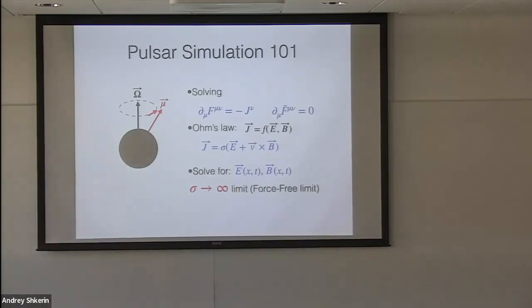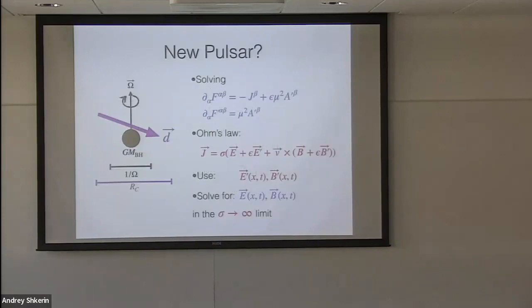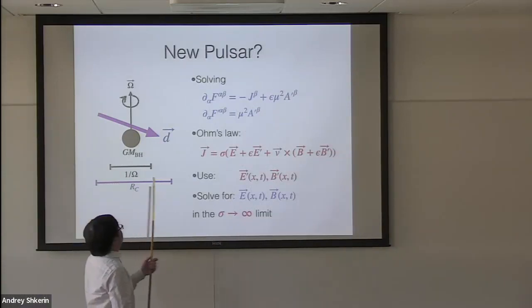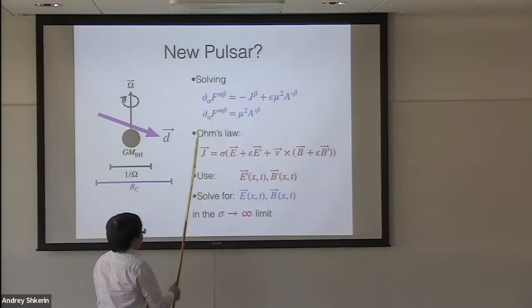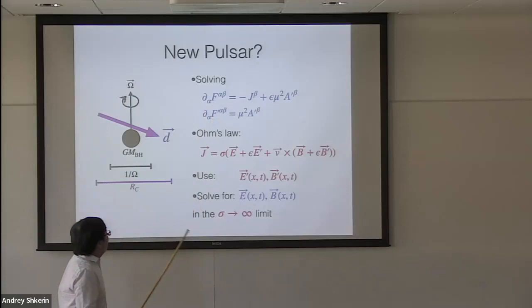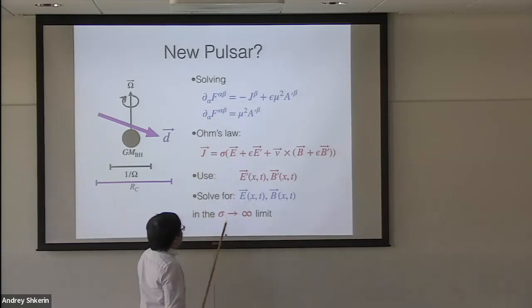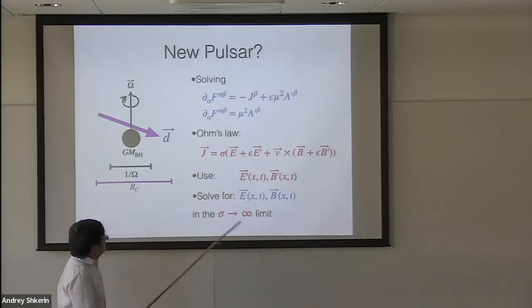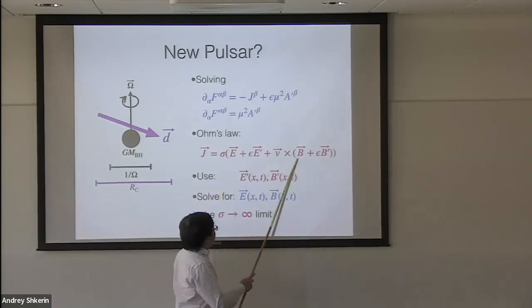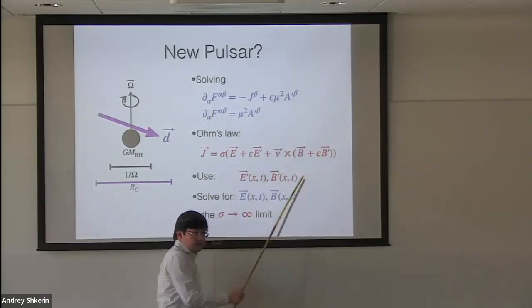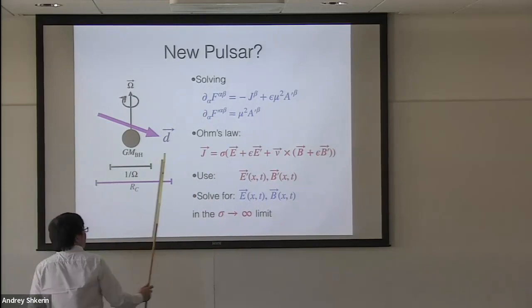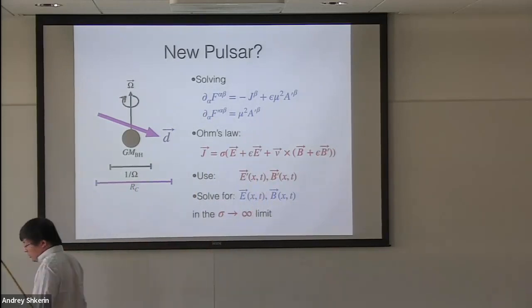Okay, so we want to do the same. So now what do we do? We need to solve two Maxwell equations, both for the photon and also for the standard model, and we need a prescription, which is Ohm's law. Now, not only is the standard model electromagnetic field pushing the charged particles, also the dark one. So now Ohm's law contains all of these components.